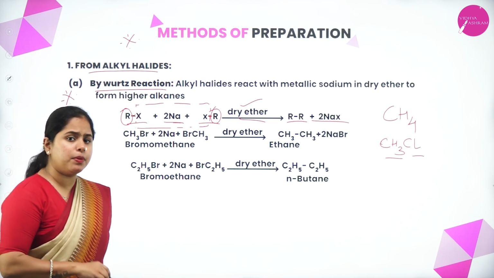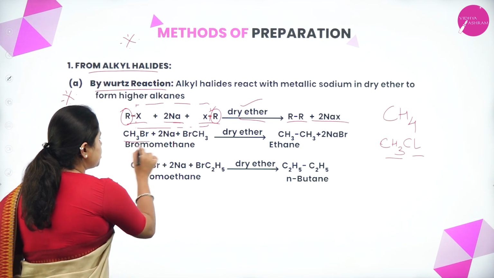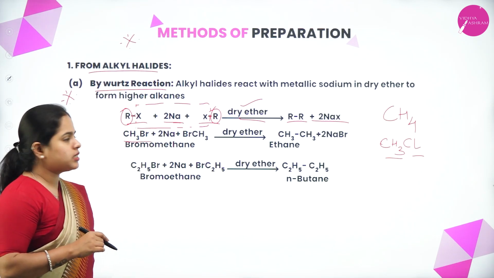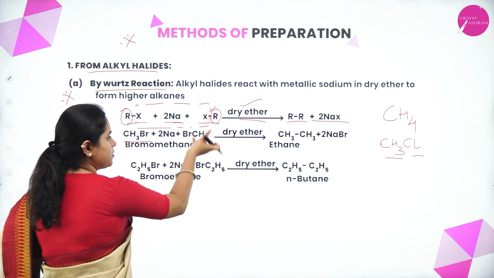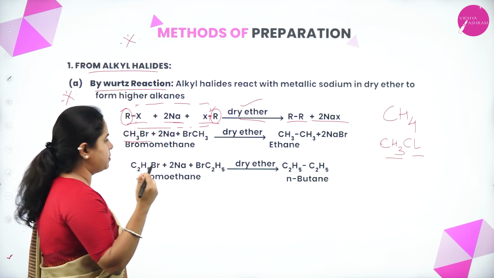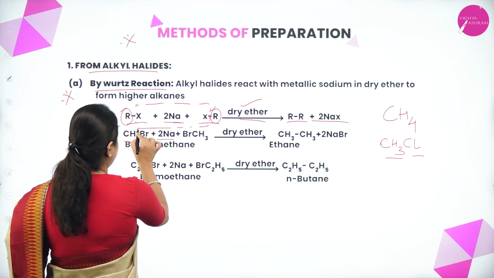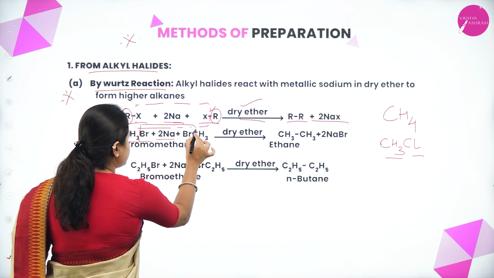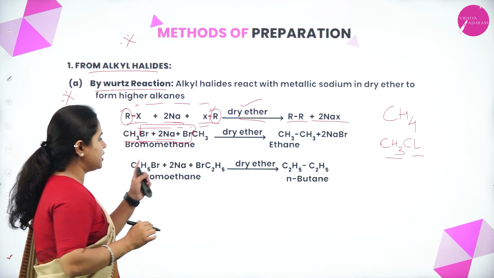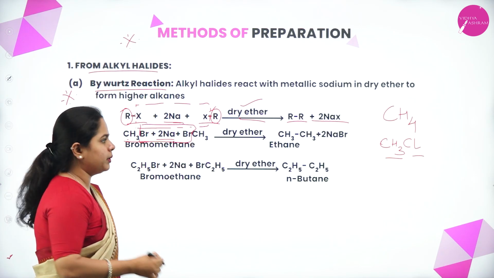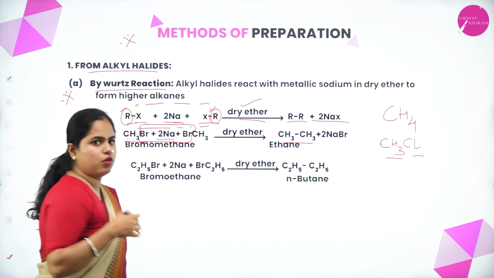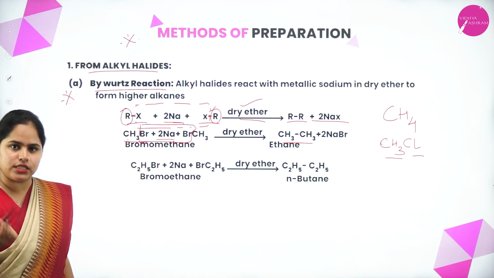So let's take an example and understand this. CH3Br, which is bromomethane, and in this case we have taken BrCH3, just the opposite, and sodium in the presence of dry ether. What happens? This much part will be removed as 2NaBr, right? And what is left? CH3 and CH3 will be left. You got your higher alkane. CH3 plus CH3 gives C2H6, ethane, right?